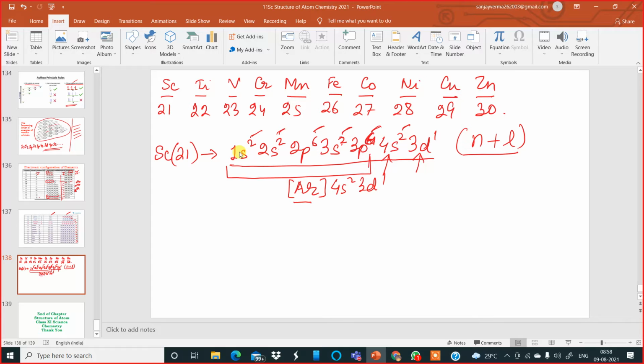Argon, till here it is argon. Electronic configuration argon, because it is coming 18. 6 plus 2 is 8. 8 plus 6, 14, 15, 16, 17, 18. So argon is 18. After that 4s2, 3d1. This is also one way of writing the electronic configuration.